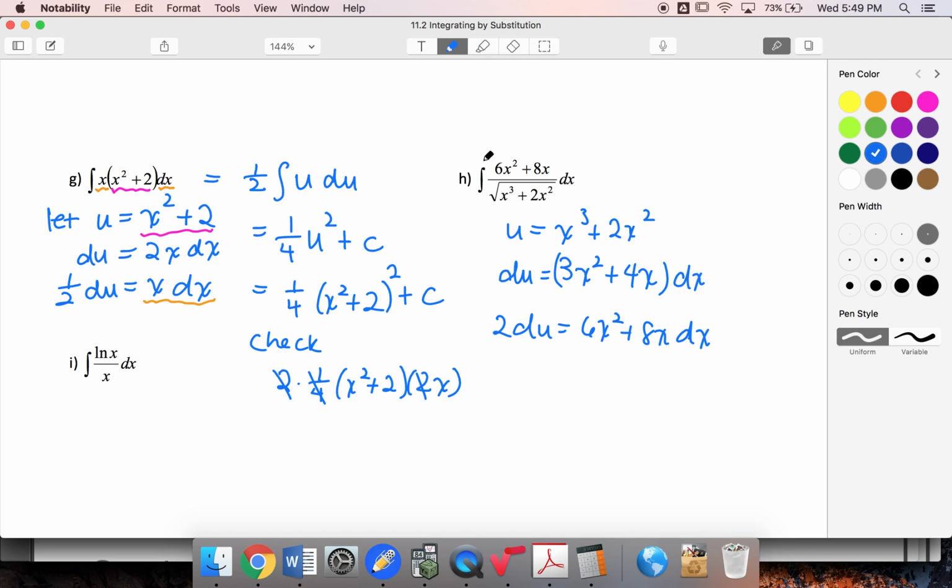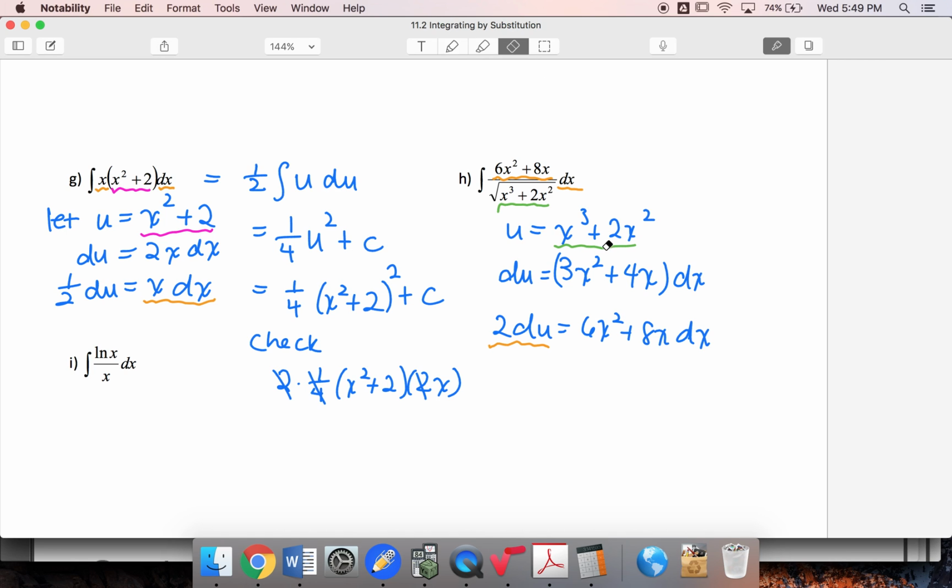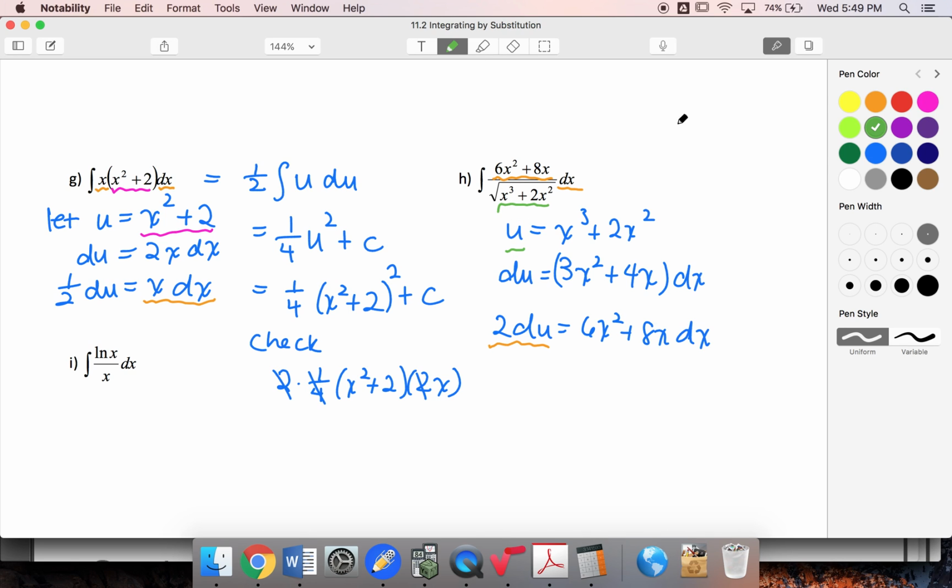So now I can replace my numerator and the dx with 2 du. My inner part of the square root, I can replace with my u. So I'm going to end up with the integral of 2 du, so I could put the 2 in front, 1 over root u du. This I know how to integrate. That's the same, of course, as 2 integral u to the negative half du.